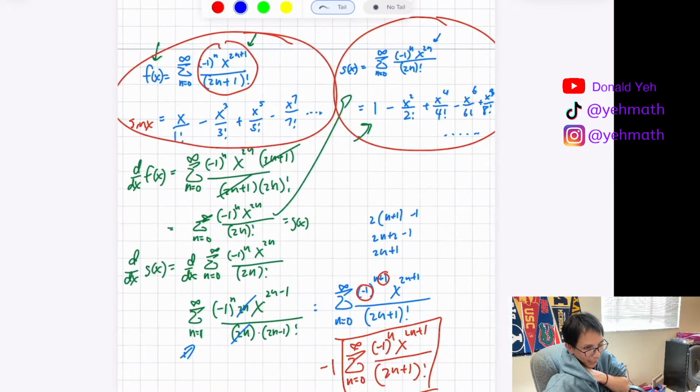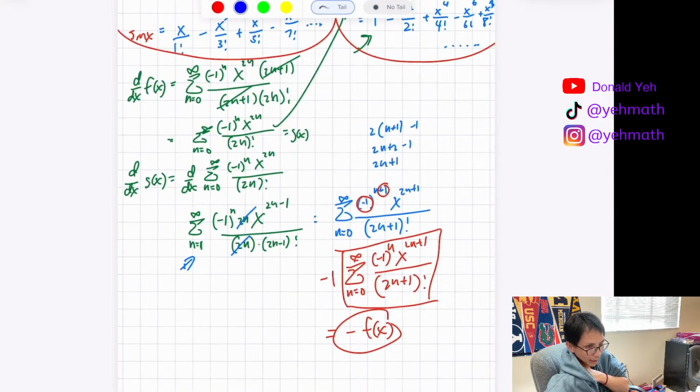Now I've got everything in terms of this format, in terms of f of x. All I've got to do is take out this negative 1 to the positive 1 power, because I can say that's negative 1 times negative 1 to the n, because negative 1 to the n looks like this.